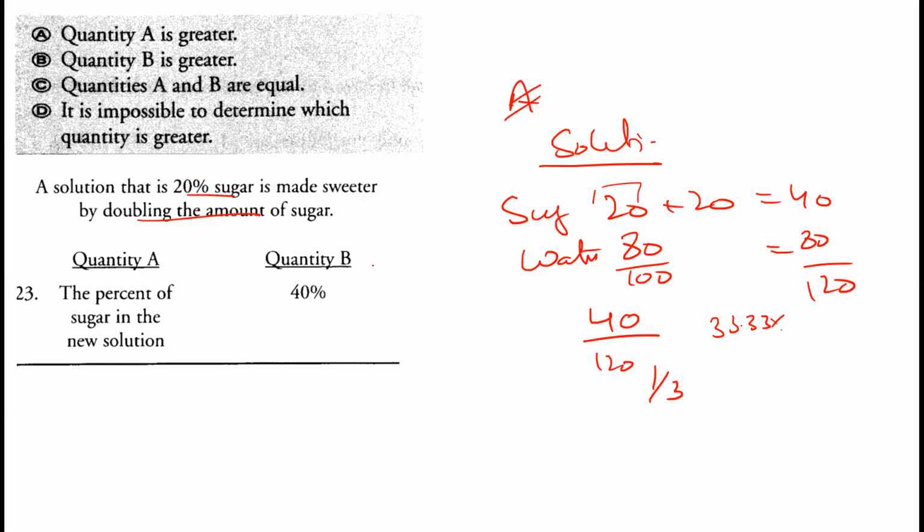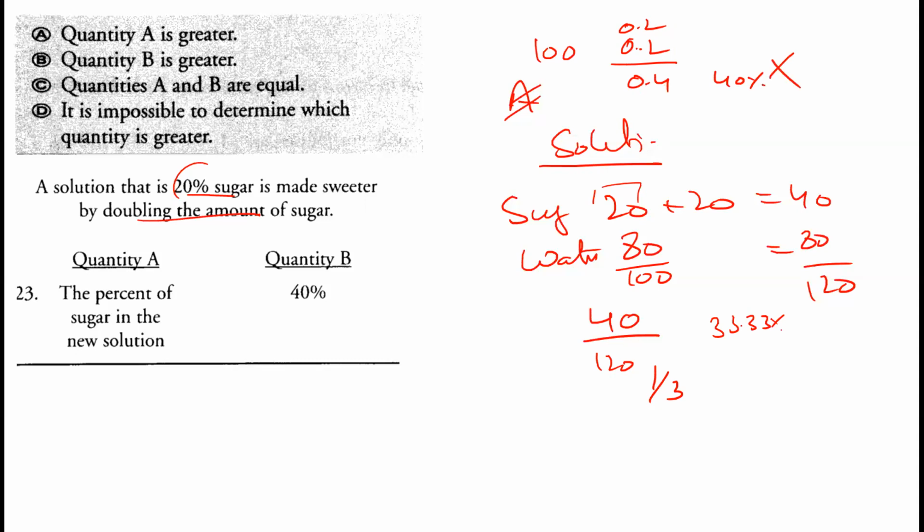Now most of the students might get this wrong. Let's suppose they think that 20% is sugar, and the total solution is 100. Now they might say that the sugar is 0.2, so if you are doubling the amount of sugar, this will become 0.2 more, and they might come to the conclusion that the answer is 0.4 or 40%.